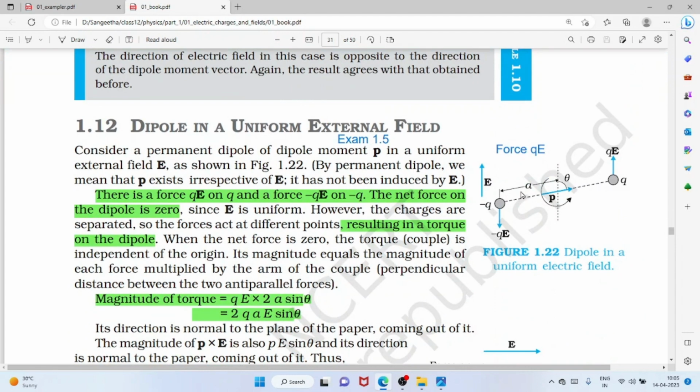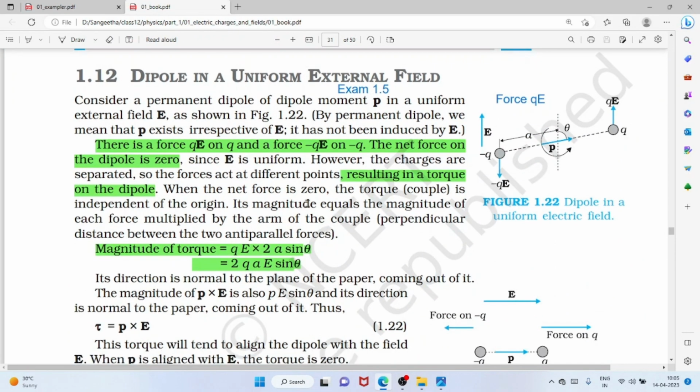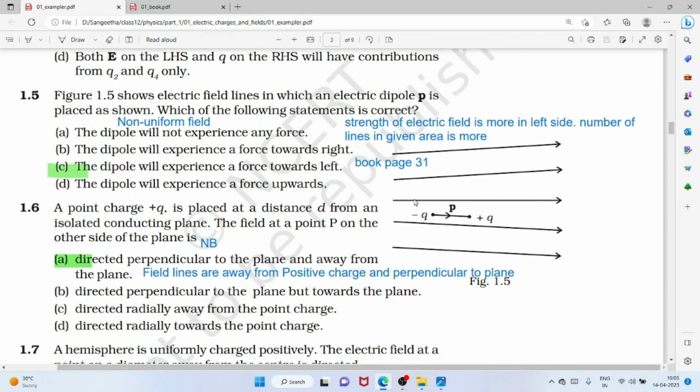See here, this statement is given for a uniform electric field only. The net force on the dipole is zero for a uniform electric field. But what is given here is not a uniform field, it's a non-uniform electric field. Here these field lines are non-uniform. That is why the force is towards the left.